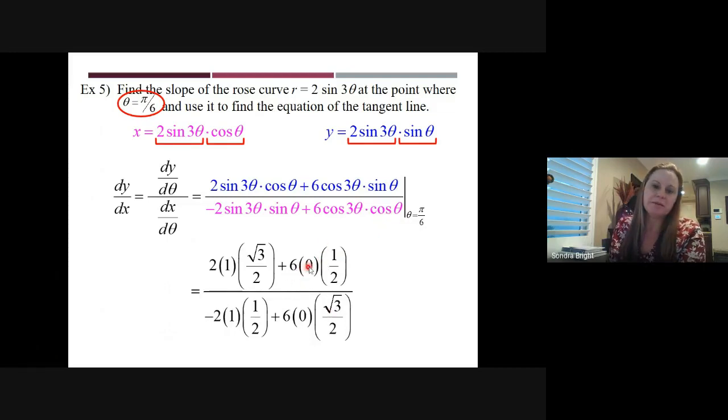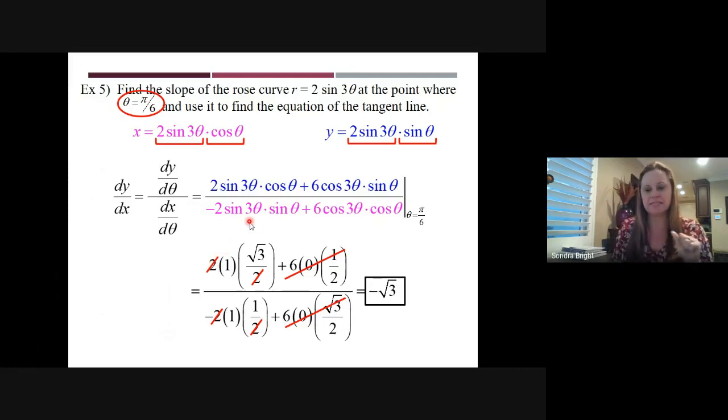So obviously when you multiply 0 times the 6 and times this 1/2, that's going to zero out and cancel, and 6 times 0 times root 3 over 2, that'll cancel. So you're left with 2 times 1 times root 3 over 2, and negative 2 times 1 times 1/2. These 2's cancel, those 2's cancel. I think I cancel them in a different order, but those guys cancel, so do those guys. You're left with a negative root 3. That is the slope of this petal curve or rose curve right at the point when theta is equal to pi over 6.